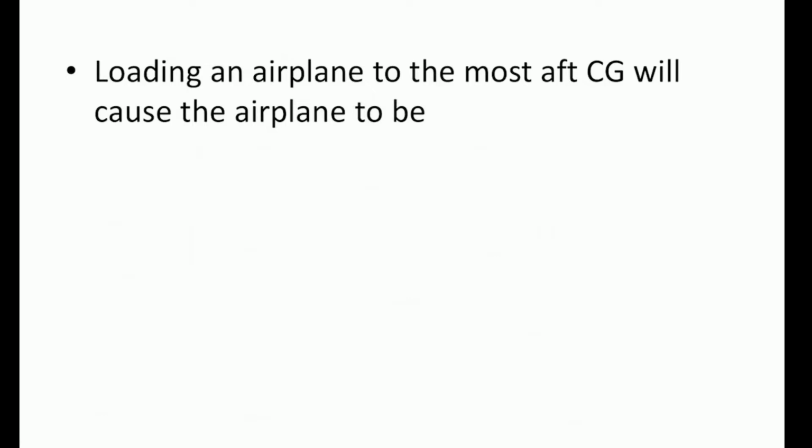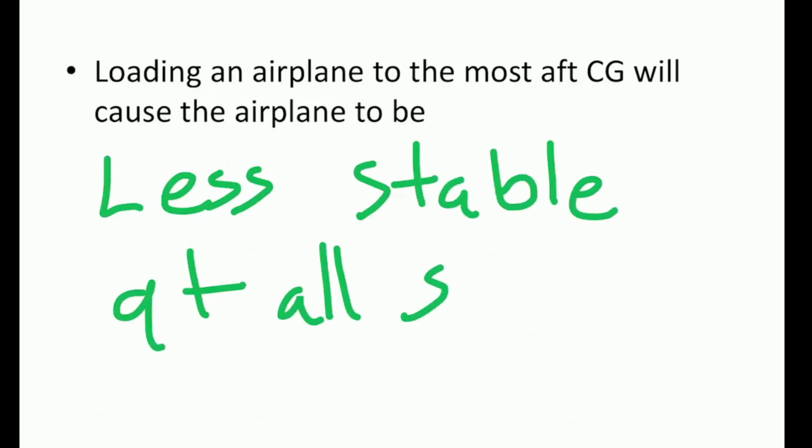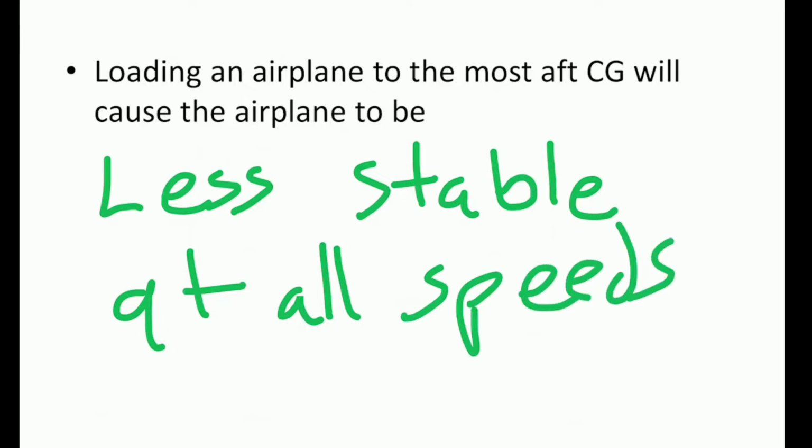All right, example question. If you load an airplane to the most aft CG, it will cause the airplane to be what? We talked about this. If the airplane has a CG that's behind the limit, what will it end up being? It's going to be less stable at all speeds. Boom, less stable at all speeds. You got that one right.